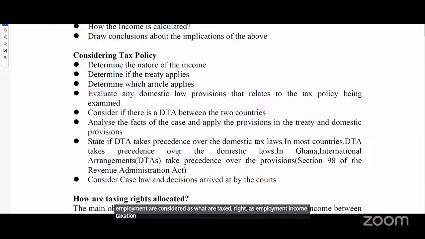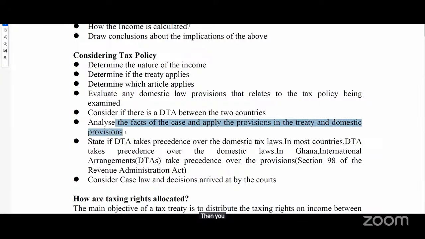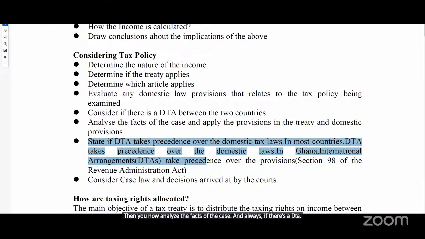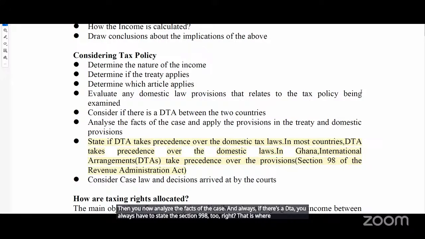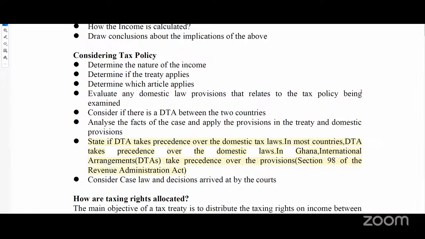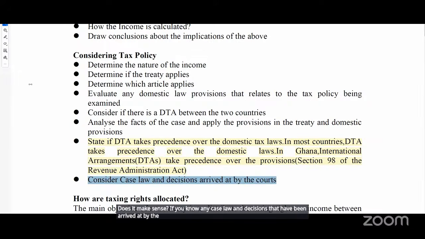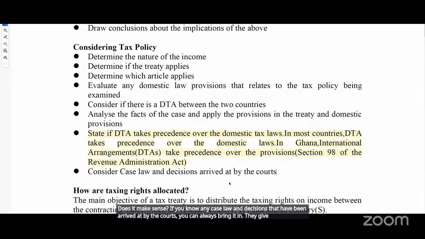Are you getting it? Then you now analyze the facts of the case. And always, if there's a DTA, you always have to state Section 998(2). That is where there's a conflict between the DTA and the domestic law, the DTA shall take precedence over the domestic law. Is it clear? Does it make sense? If you know any case law and decisions that have been arrived at by the courts, you can always bring it in. They give marks for that. But if you don't, don't worry yourself.